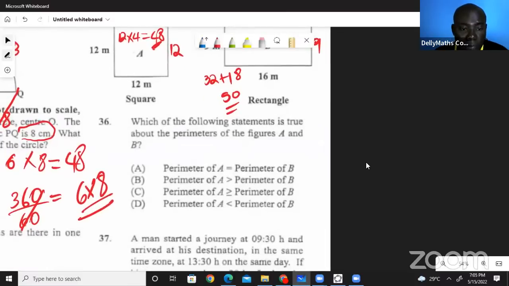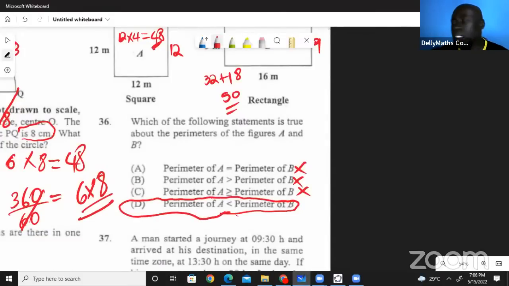So let us see if that is there. They are not equal, that is incorrect. A is bigger, that is incorrect. A is equal to or greater, that is incorrect. Look at it, is A smaller than B? Yes. So the answer is D for dog. So all it means is that we find our perimeter and then we look to see what is going on. So definitely, yes, I'm seeing some good answers coming out there.